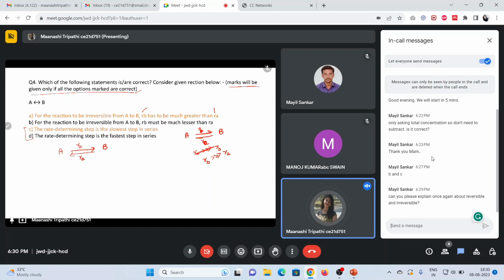So when we say the reaction is irreversible, it means it is not at all coming back, meaning A is not at all forming. So how is that possible? Only when the rate of formation of B is much greater than the rate of formation of A. That is the only way we say a reaction is irreversible.